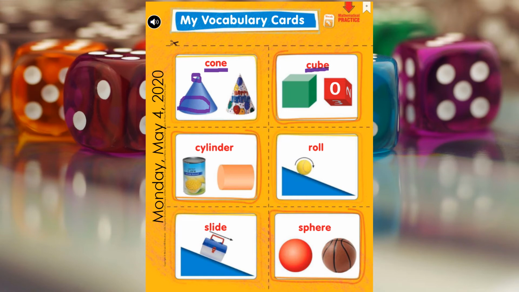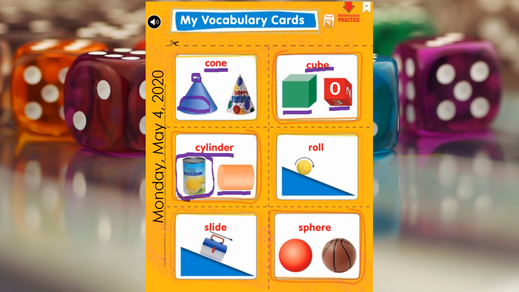The next one is cube. It does look kind of like a present, but it also looks like a die, just like our background. The next word is cylinder. All right, and so remember there's two ways that we can see the cylinder. One like this where it slides, and this other one that's a can that you might have in your pantry, right? Those are cylinders.